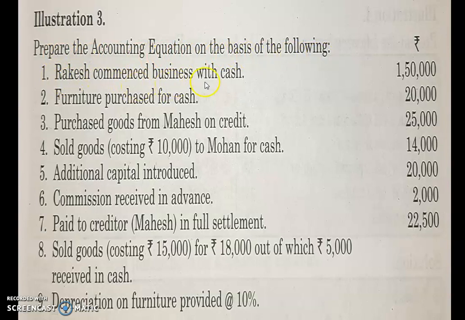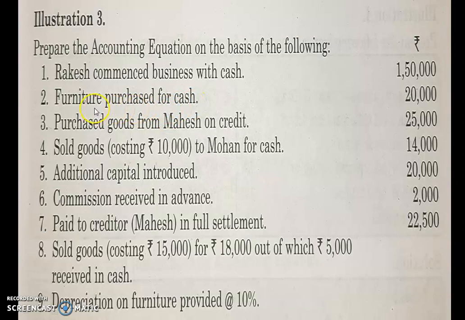Rakesh commenced business with cash 1,50,000. The meaning of commenced is started. So Rakesh has started business with cash 1,50,000. So he has brought capital of rupees 1,50,000 in his business. Whenever a partner starts a business, he will bring some cash in the form of capital, and that is 1,50,000.